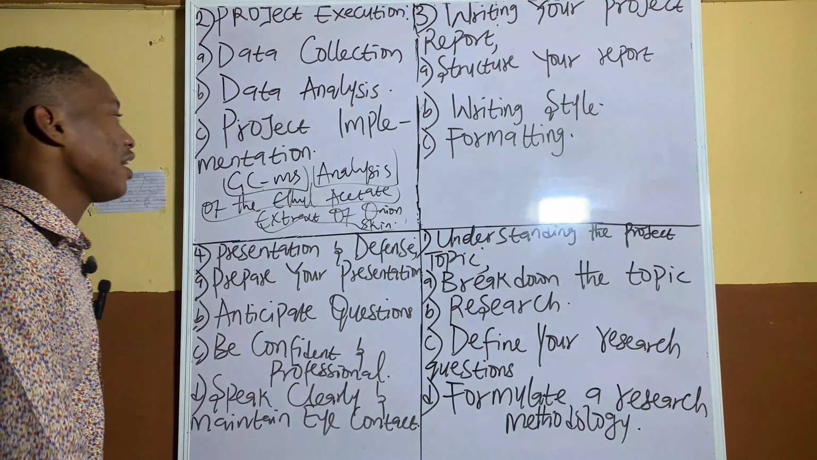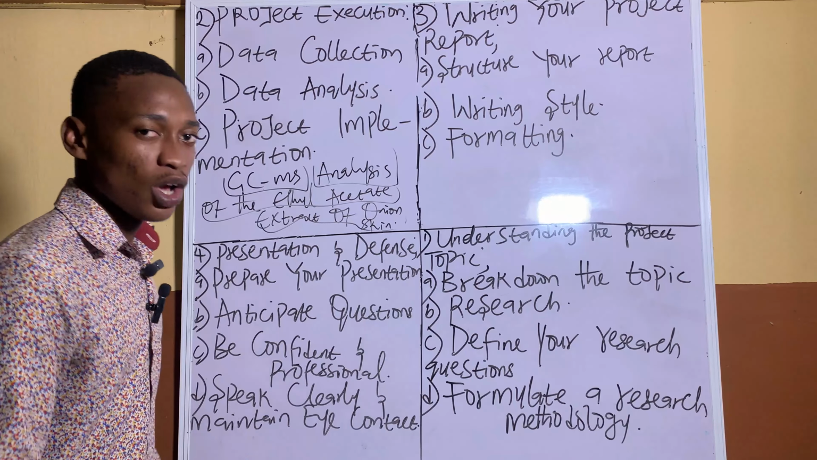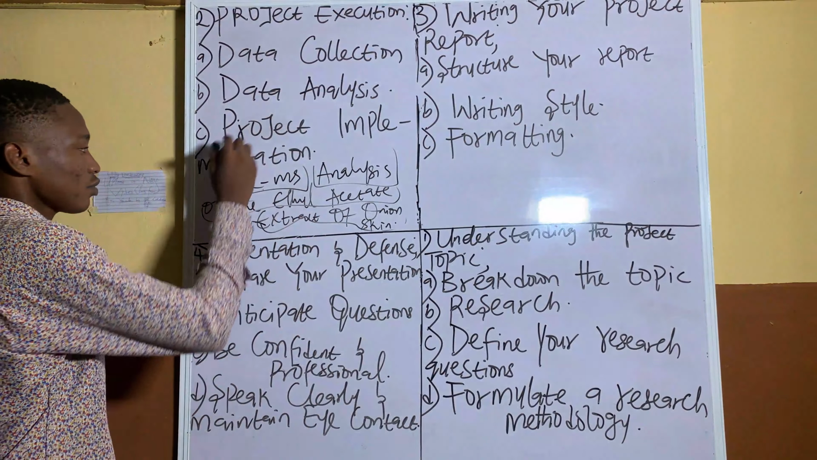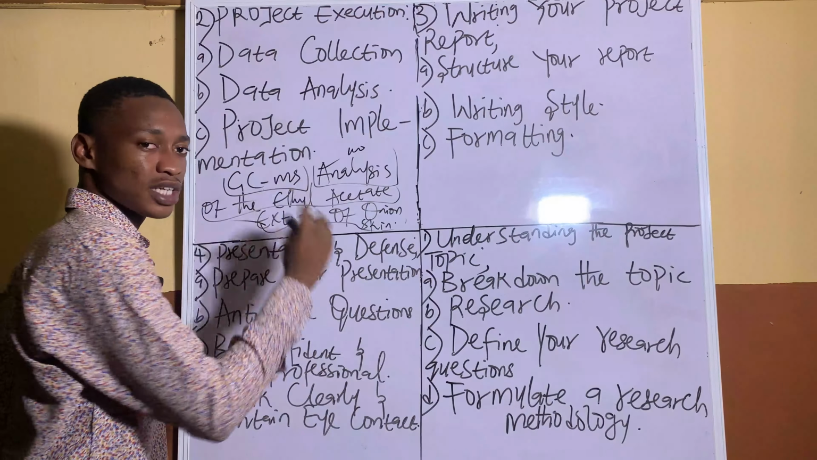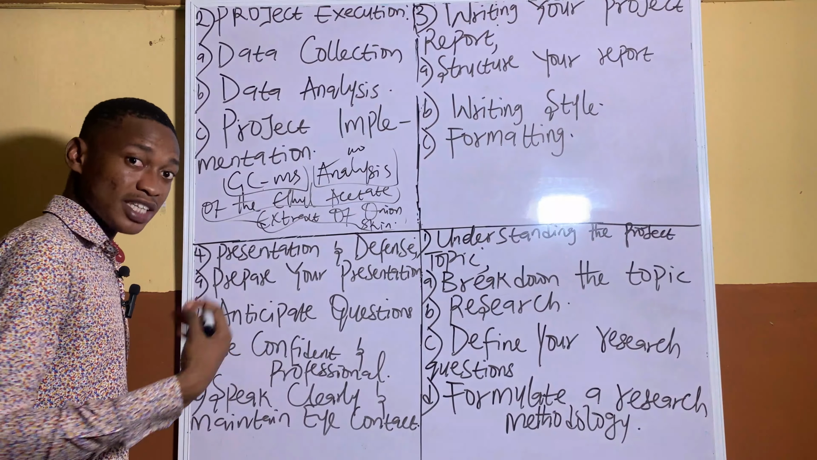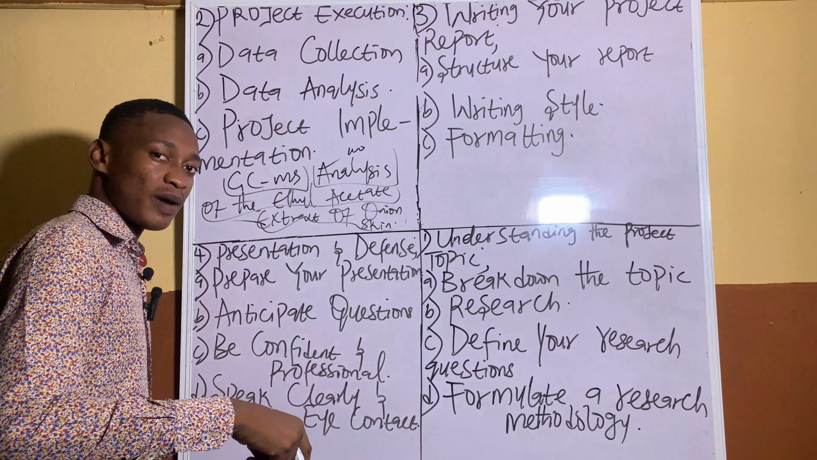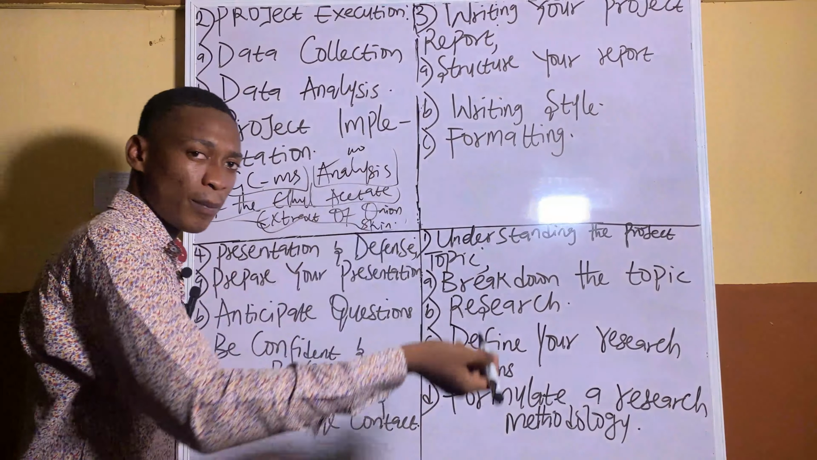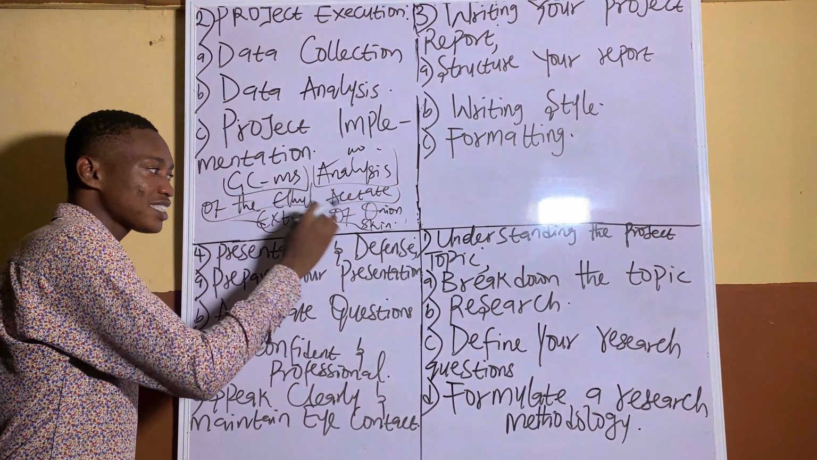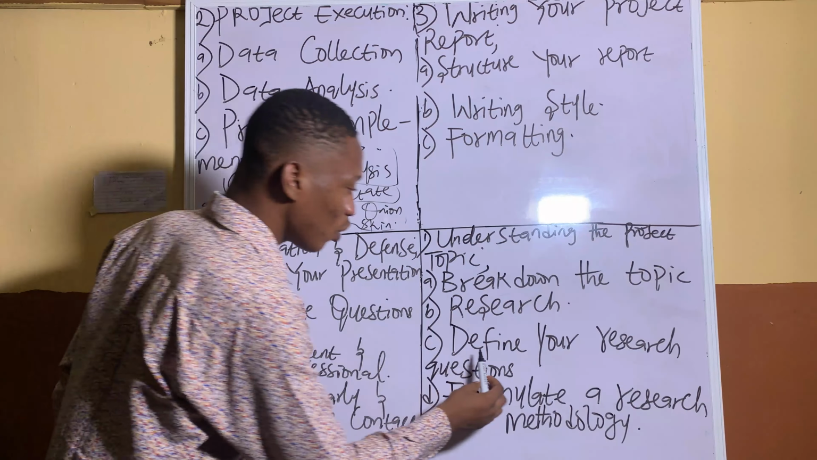Let's take, for instance, GCMS analysis of the ethyl acetate extract of onion skin. My research question can be, how many bioactive compounds can be found in this particular onion skin? It's a research question that I will need to answer when I'm done with my research. How many bioactive compounds? What are the uses of those bioactive compounds that can be found in the extract of this particular onion skin? It's a research question.